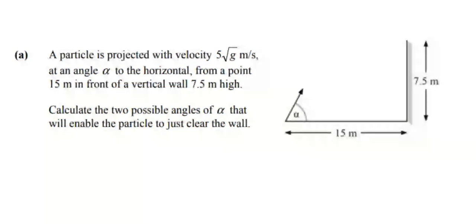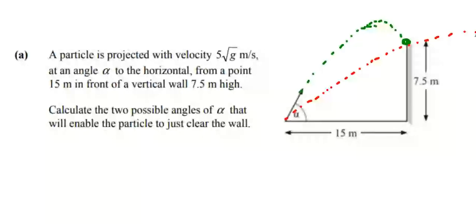Projected with velocity 5 root g meters per second at an angle alpha from a point 15 meters in front of a vertical wall. So eventually what's going to happen? It's going to come up and back down again, and it hits it, right? That's a high angle of projection. What's option B? Option B is a lower angle of projection that just goes and would have the highest point after. See the way there's two different answers?